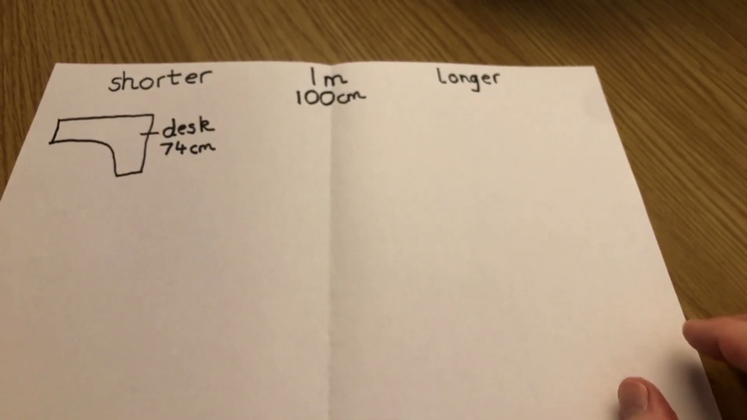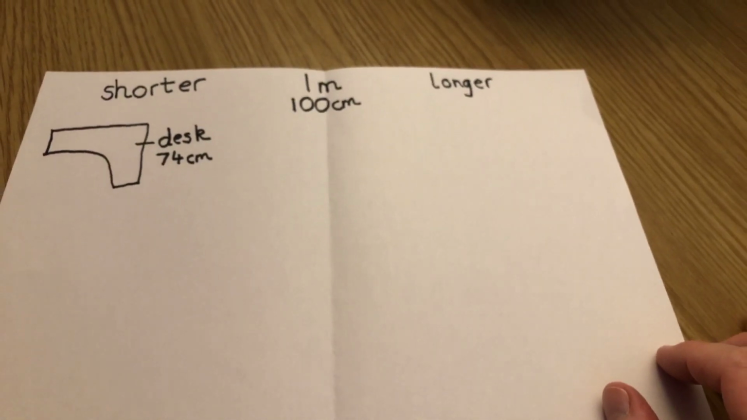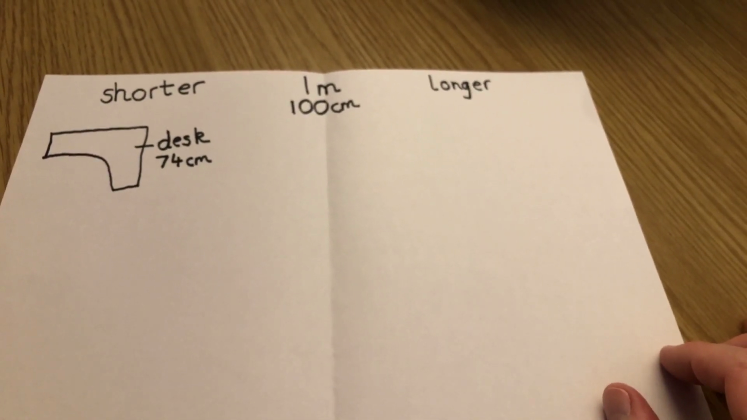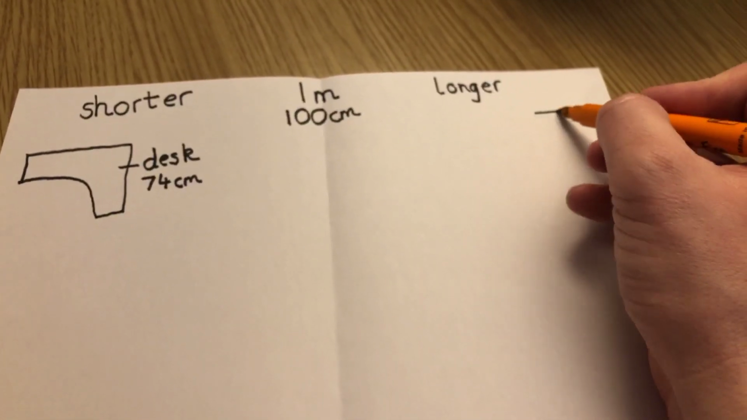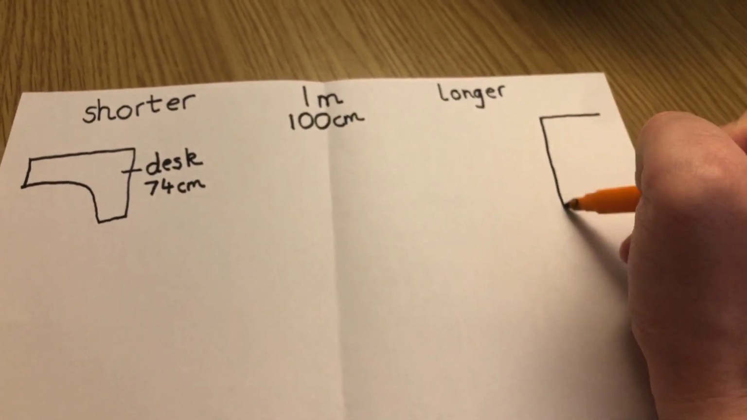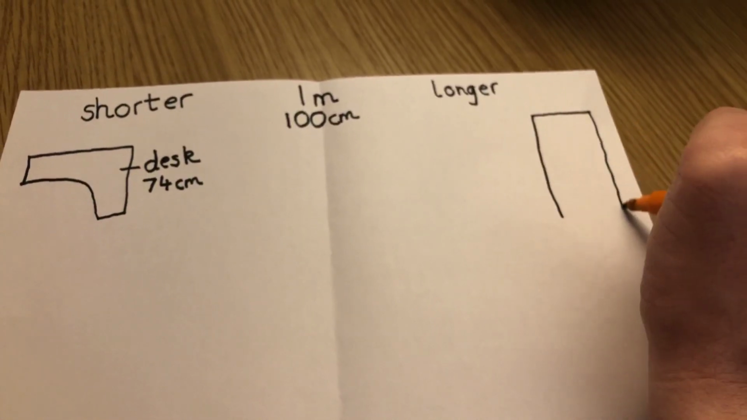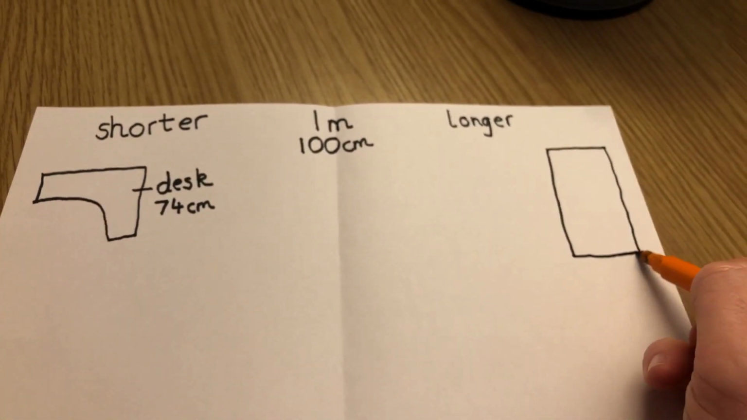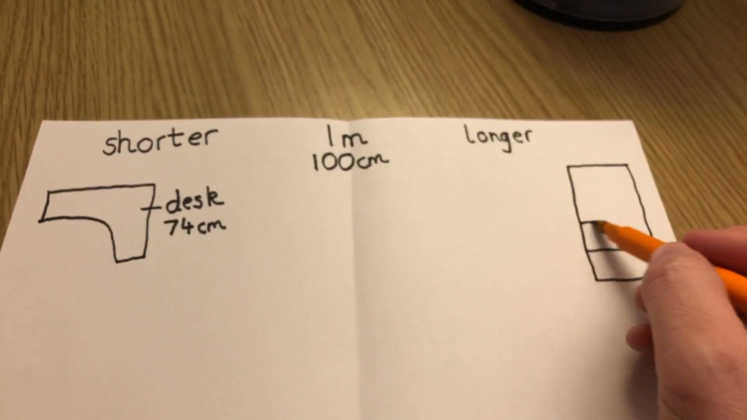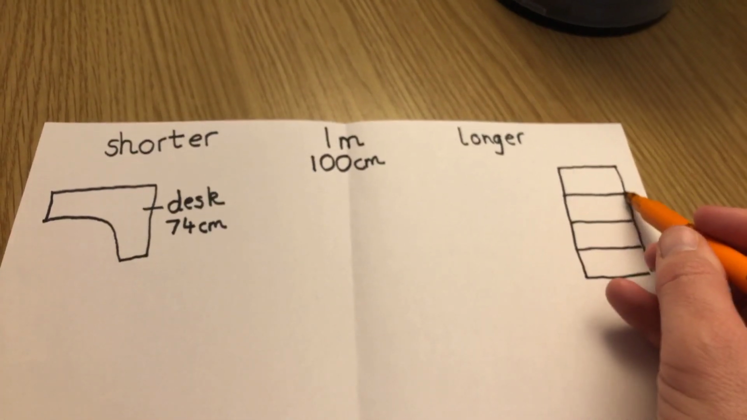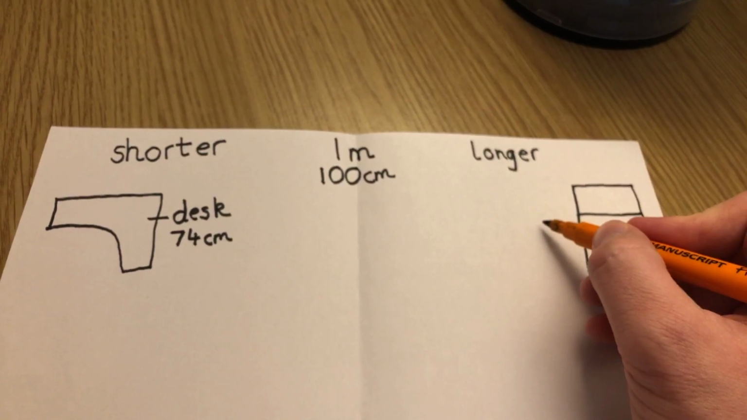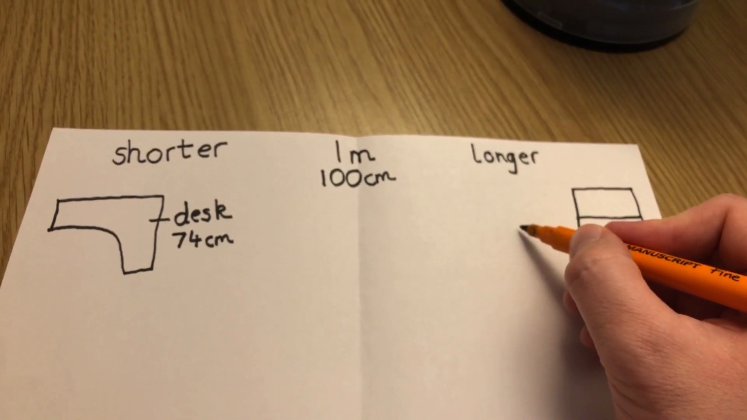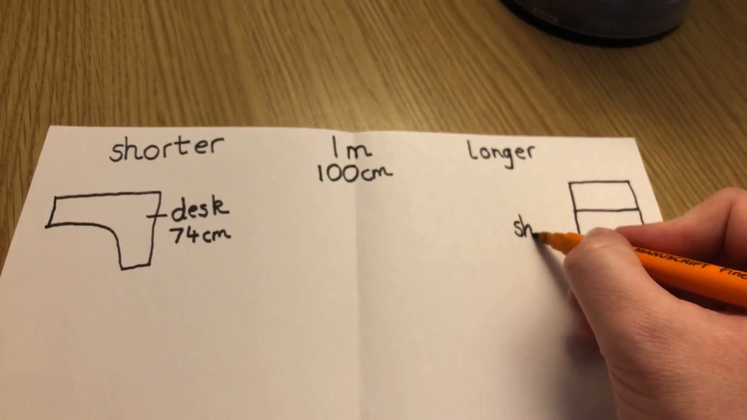So which side do I have to draw the bookshelves on this time? I have to do longer than 1 metre, don't I? So I'm going to draw those here. A rectangle shape. There's the shelves. And then I'm going to write, what should I call it? Let's call it shelves. So I'm going to go label it.